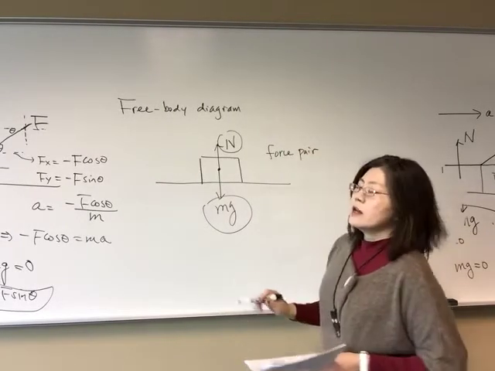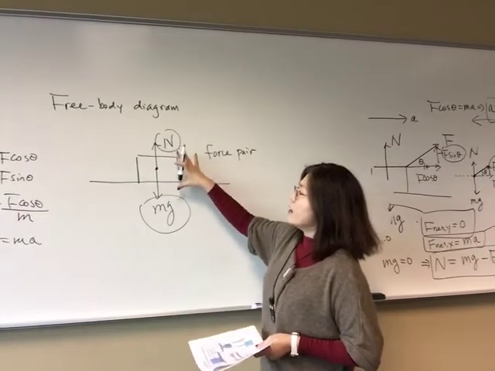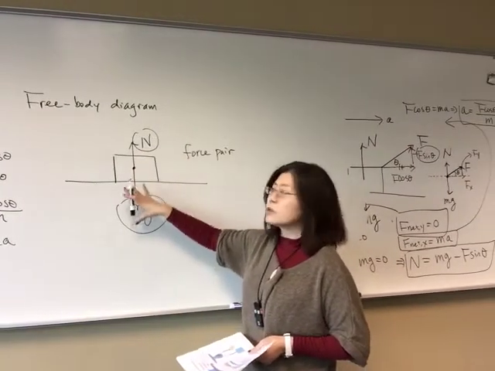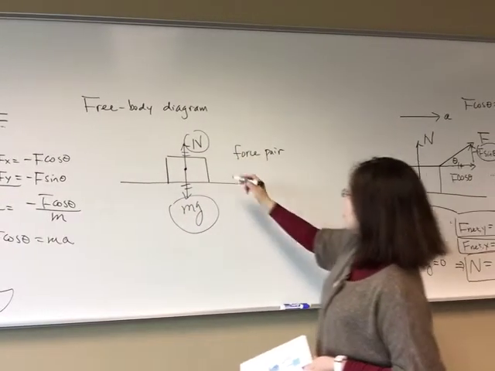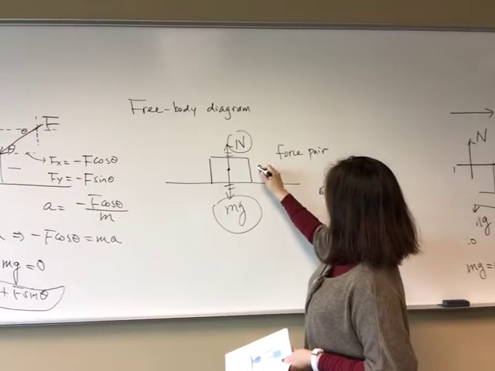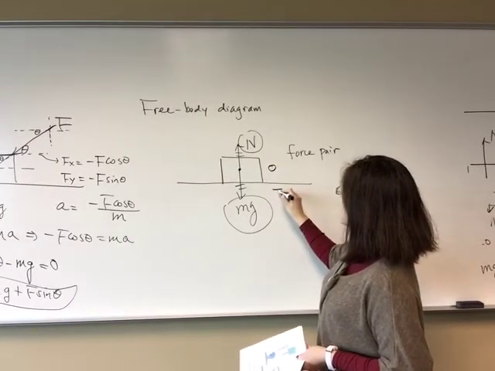The N and mg have to be in the same... They have to have the same magnitude but opposite in direction, so they cancel each other. So this is what we call the force pair. Let's say this is the object, we call that O, and this is the table, we call that T.